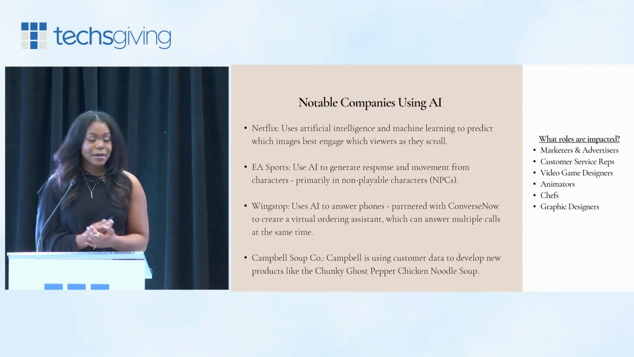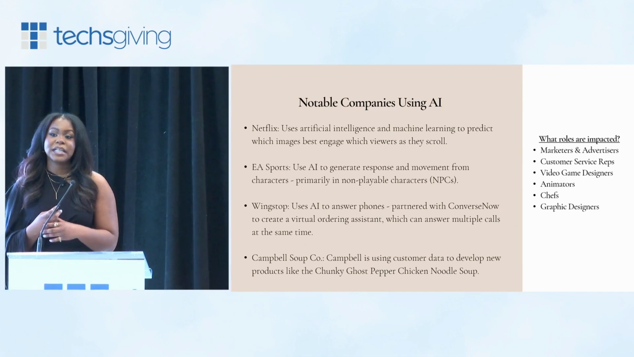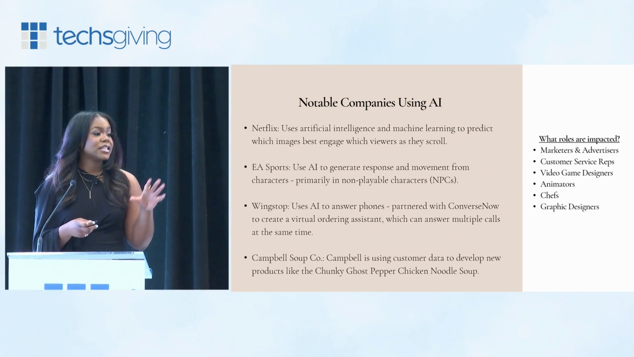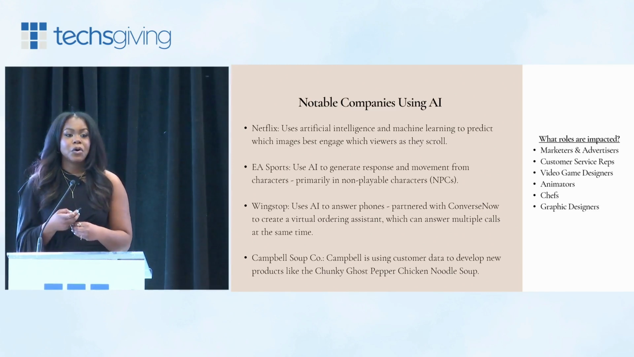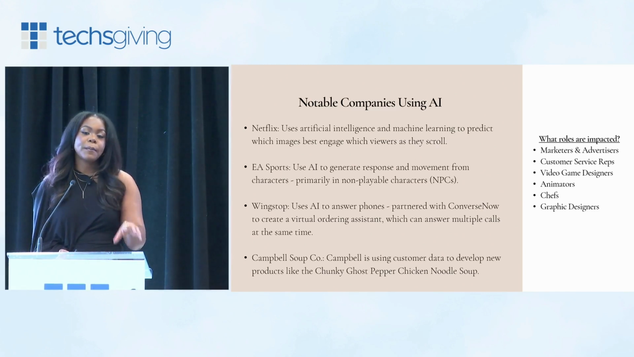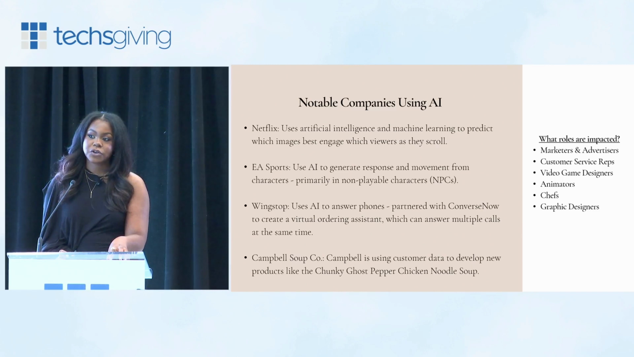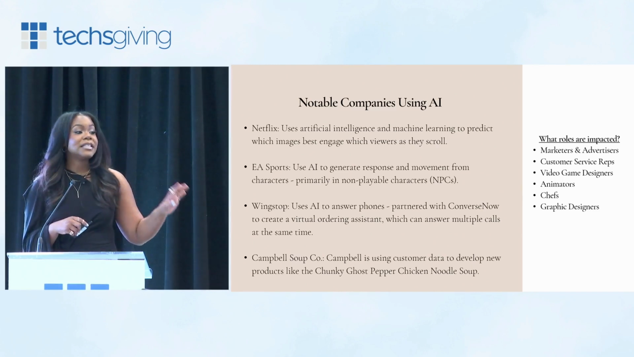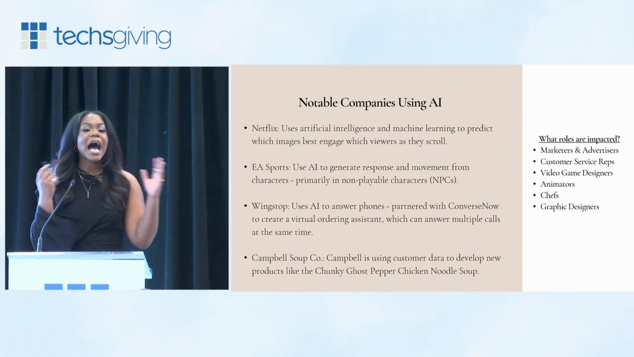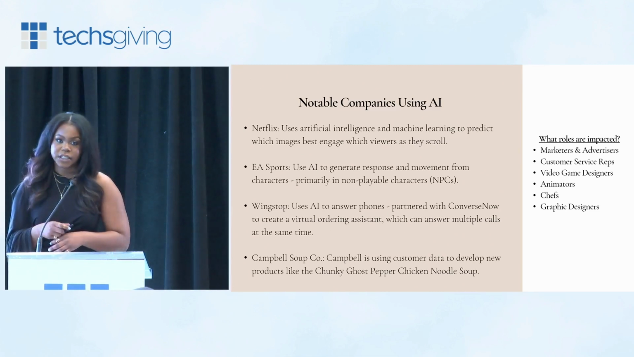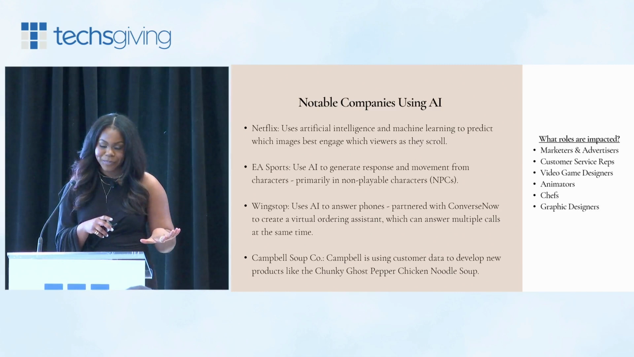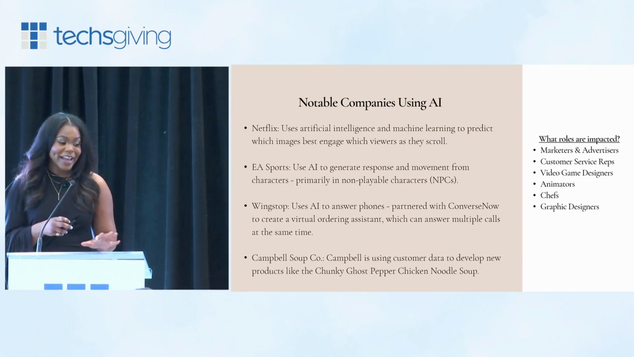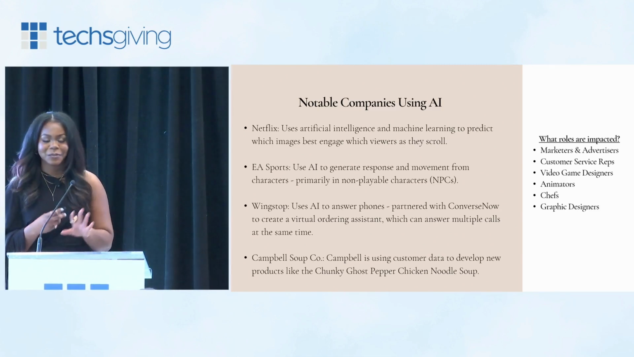And lastly, Campbell's Soup. Campbell's Soup is an example of a company that utilizes user data to create a product recommendation. We constantly see companies utilizing customer data to create marketing campaigns, but instead, Campbell's Soup used it to create an entirely new flavor to market directly to their customers. This flavor was called Chunky Ghost Pepper Chicken Noodle Soup. I personally wouldn't try it, but their target customer will.